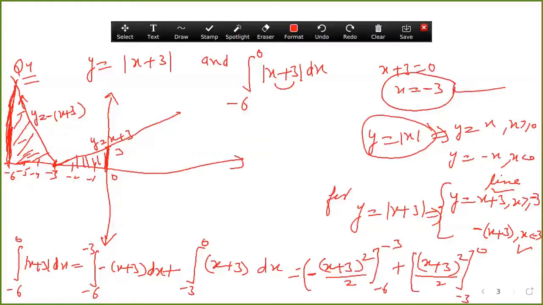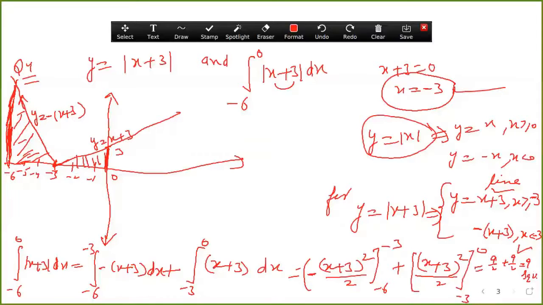Now you have to apply the limit. You are getting 9 by 2 from the first and 9 by 2 from the second. So you are getting 9 square unit. This will be the answer.